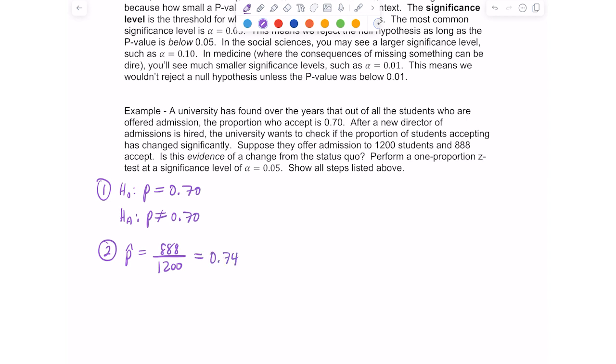Next, I want to find the standard error of p hat. So I'm going to take the square root of p times 1 minus p divided by n. And here when we do all the dividing and square rooting, you get 0.0132.